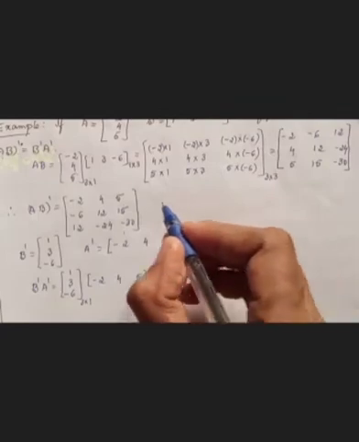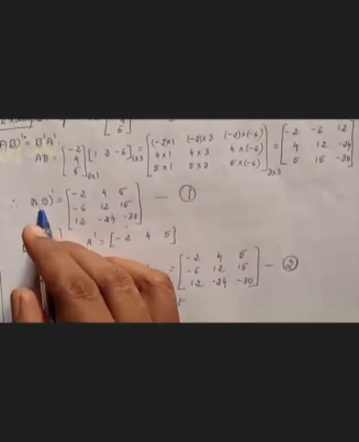I call this equation 1 and this equation 2. So from equation 1 and equation 2, what do we get? The left-hand side of equation 1 is (AB)', which is equal to the left-hand side of equation 2, B' into A'. So we verified the given condition here.